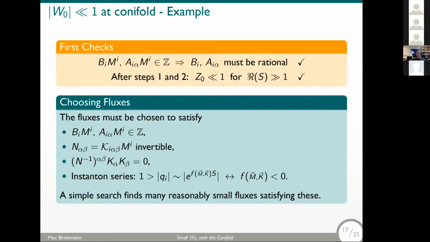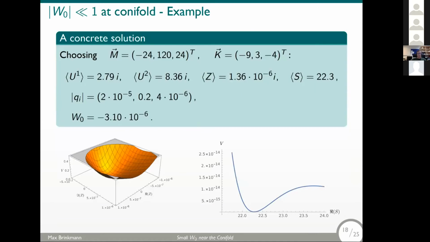Although these are a lot of different conditions, a simple search actually just finds many reasonably small fluxes that satisfy all of them at once. Talking about a concrete solution, one could, for example, choose these fluxes here, and one finds a nice minimum, which is, as we can see here, a Minkowski minimum with W0 of order 10 to the minus 6.